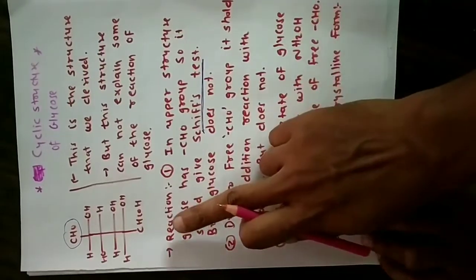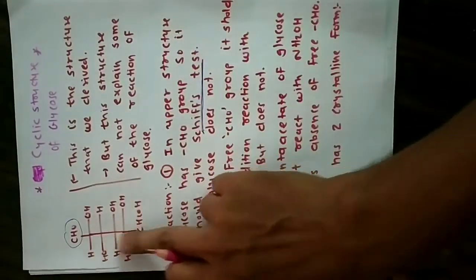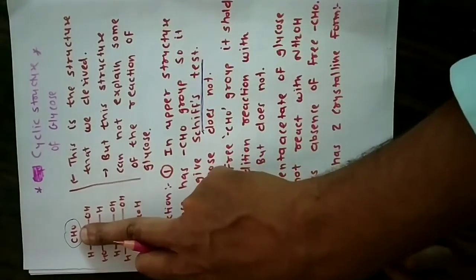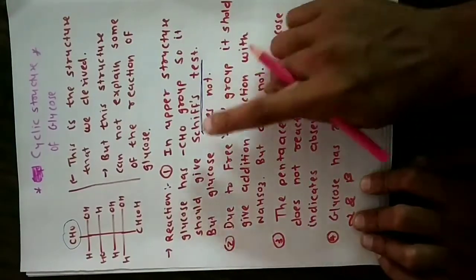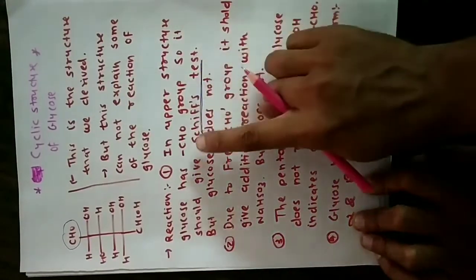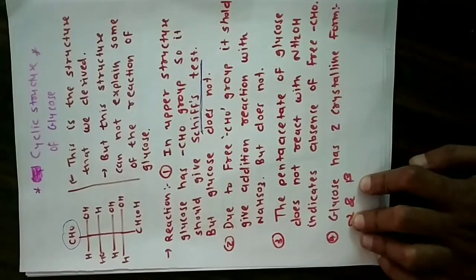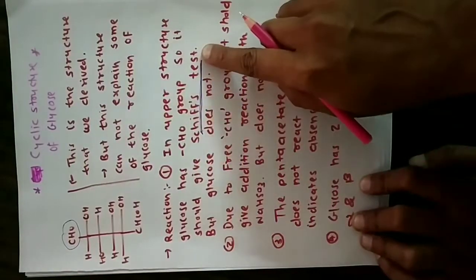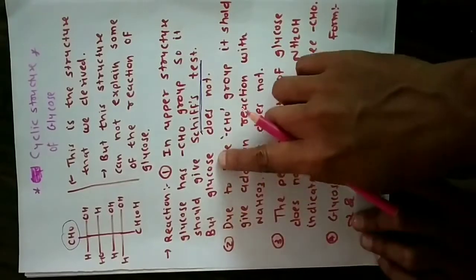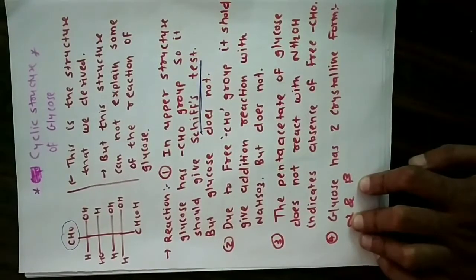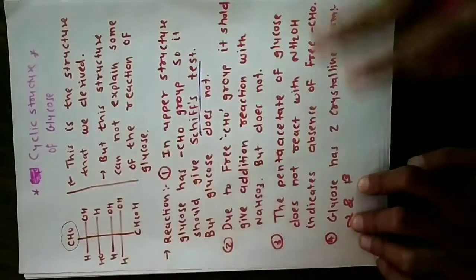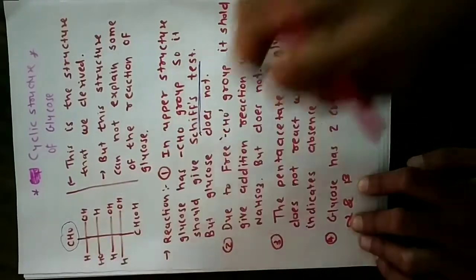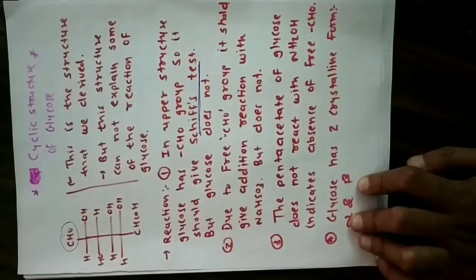Again, in the linear structure, the CHO group is free. Now this free group should give Schiff's test, but when we react glucose in Schiff's test, it does not give a reaction. From that we can say that this CHO group is not free, is not present in the structure.